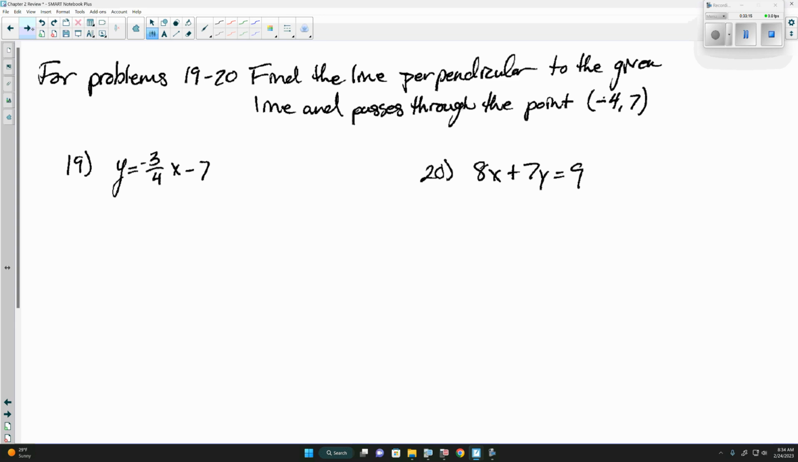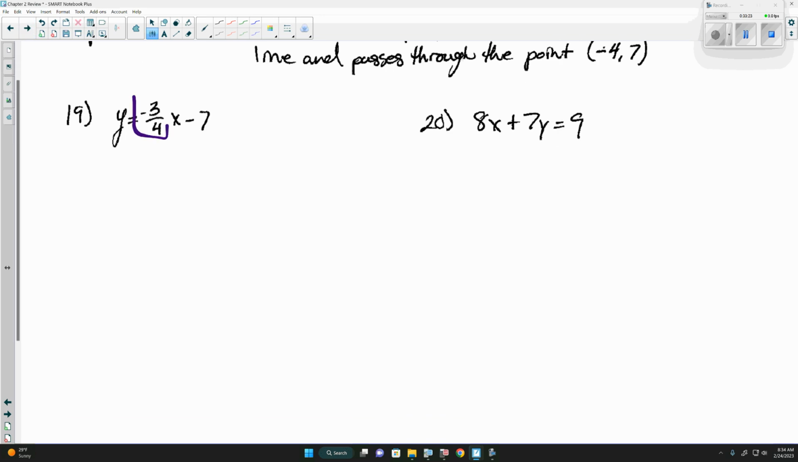Perpendicular, we're doing the same thing as parallel, except perpendicular slopes are the opposite reciprocal. So if we look at the slope of 19, the slope for 19 is negative 3/4. So our new slope, since it was negative, is now positive. And we flip it from 3/4 to 4/3. Change the sign and flip it with perpendicular. Now this time our point is (-4, 7).